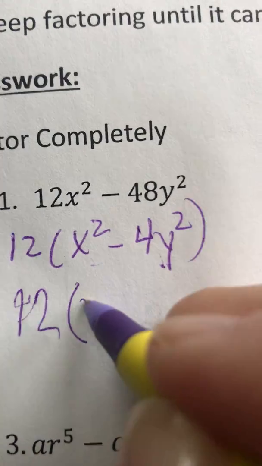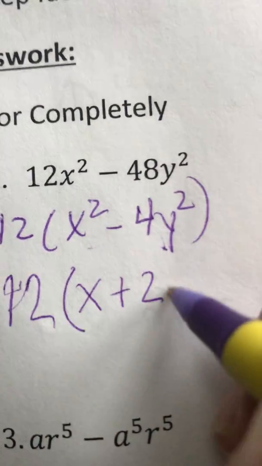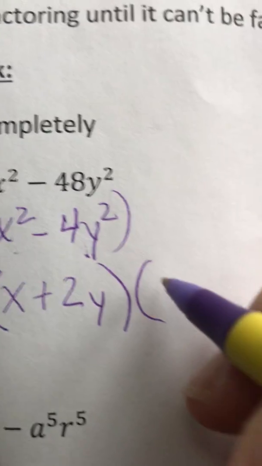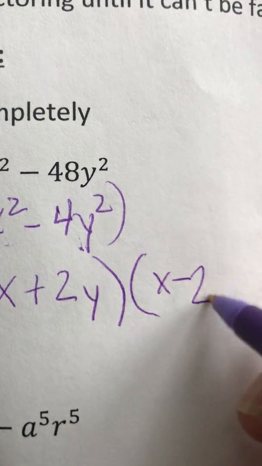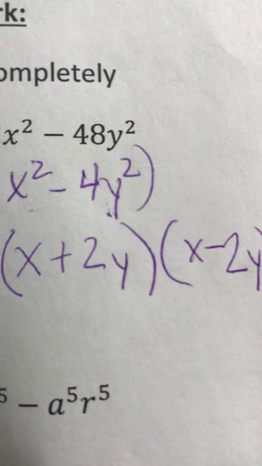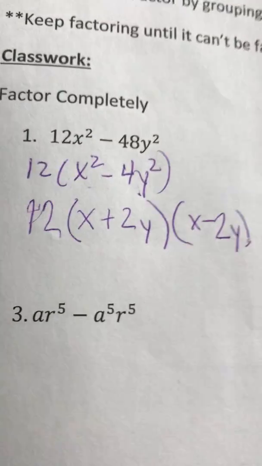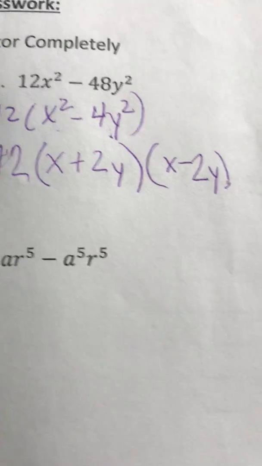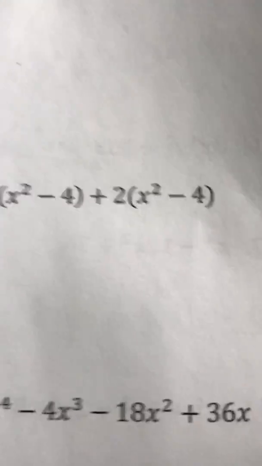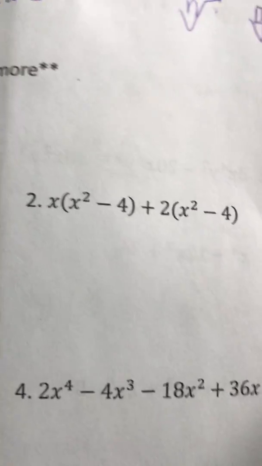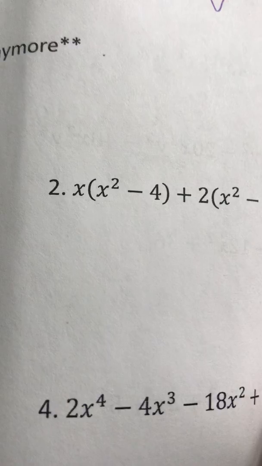And then this is difference of two squares, so it's x plus 2y, and it's x minus 2y. Now, none of those last terms can factor again, so you are completed. Okay, you are done.